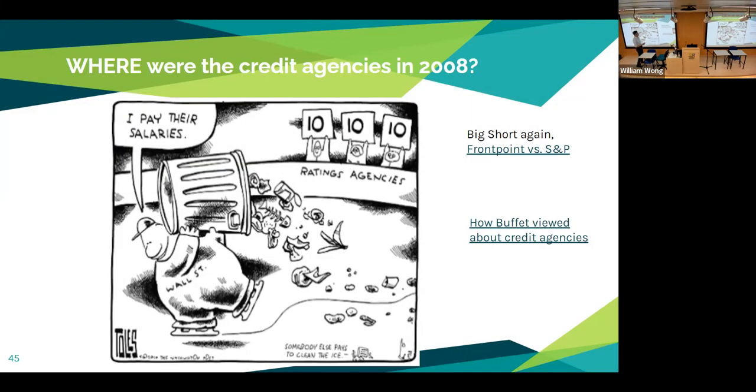This is actually good. This one right here, big shot again: Front Point versus S&P. Standard & Poor's, not very similar to the S&P 500, but pretty much the same company, another division. What happened was Front Point is a very famous hedge fund in the U.S., and back in 2007 they were questioning these rating agencies. As I said, it's a big problem. It happened again this week.